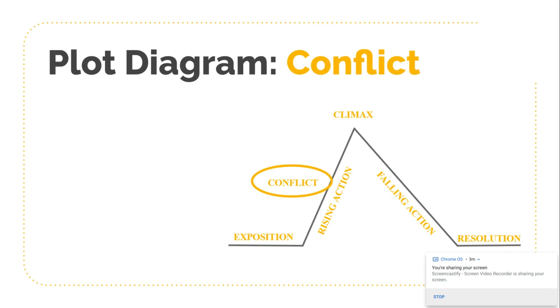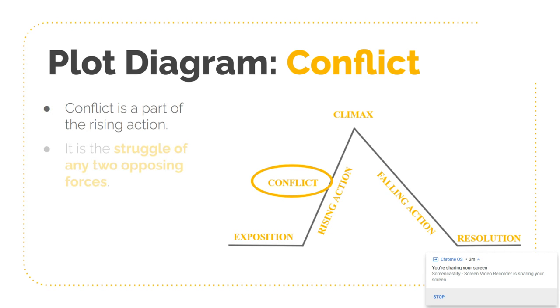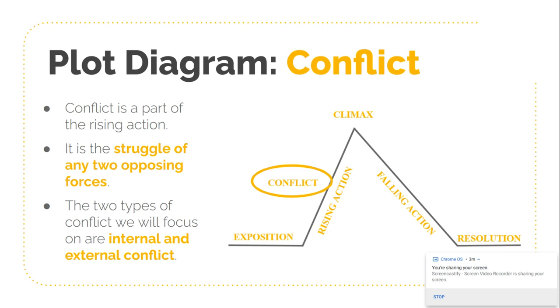And the next thing that we need to discuss is conflict. Conflict is part of the rising action. It is the struggle of any two opposing forces. And again, usually it's a problem of some kind. Sometimes it can be between a character and some issue that they're facing. Sometimes it can be between two different characters. And there are two types of conflict that we're going to focus on. One is internal conflict and one is external conflict.